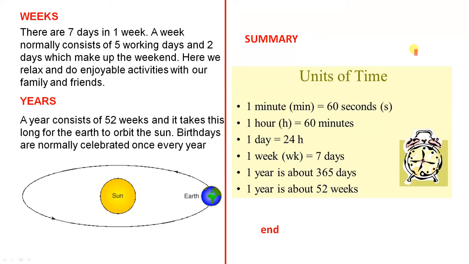Now here's a very quick summary, looking at the units of time and how to do some conversions. Very basically, 1 minute is 60 seconds, 1 hour is 60 minutes, 1 day is 24 hours, 1 week is 7 days, 1 year is about 365 days, and 1 year is about 52 weeks. So this video has given you a very basic introduction to time with respect to duration, and we've looked at the 6 main examples of duration.